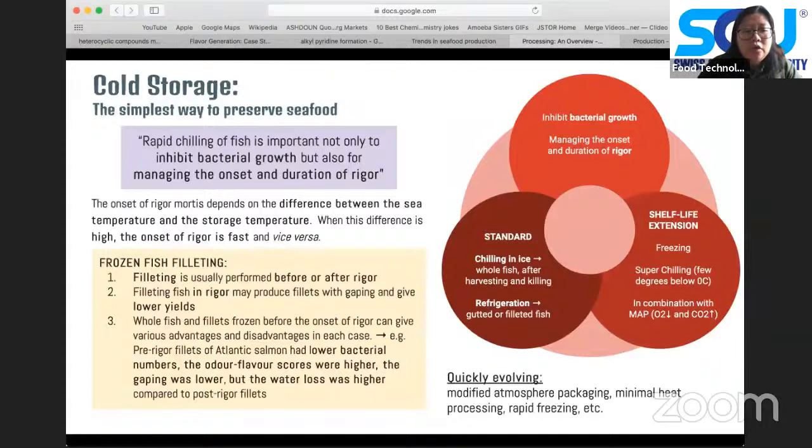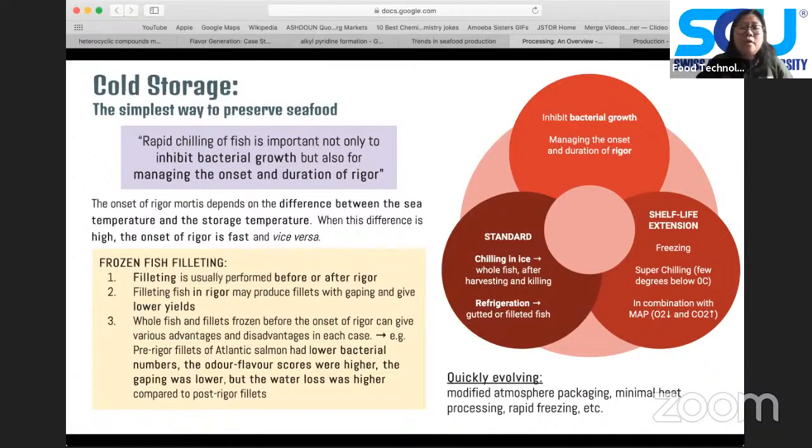Some notes about frozen fish filleting. The filleting is usually performed before or after the rigor, not in the rigor, because in rigor it will produce fillets with gaping and give a lower yield. So whole fish and fillets, when frozen before the onset of rigor, can give various advantages and disadvantages.